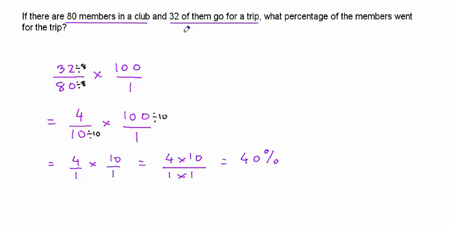So we could say that 40% of the members of the club went for the trip. In other words, if the total number of members in the club were to be 100 in place of this 80, 40 members would go for the trip.